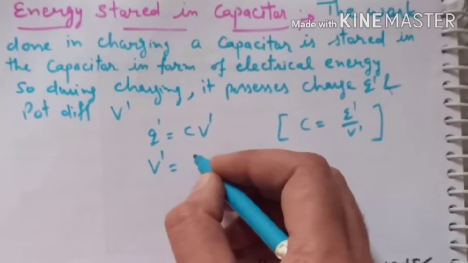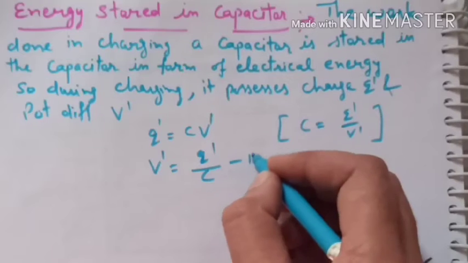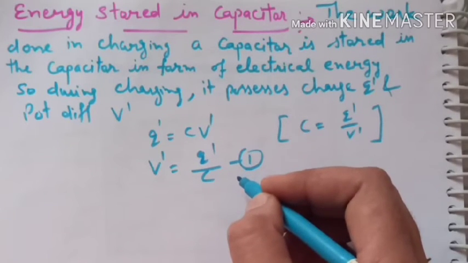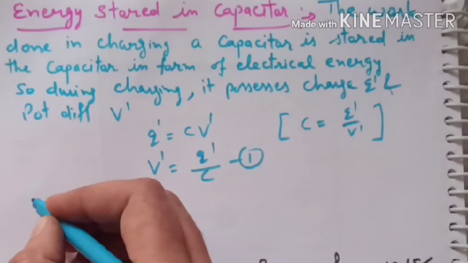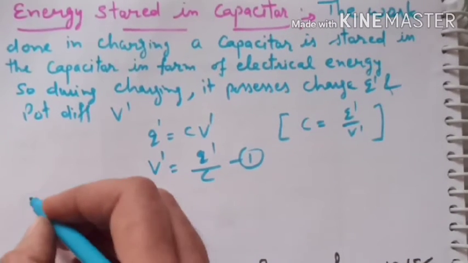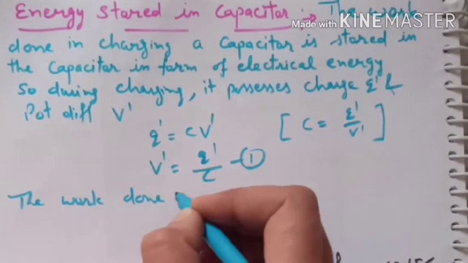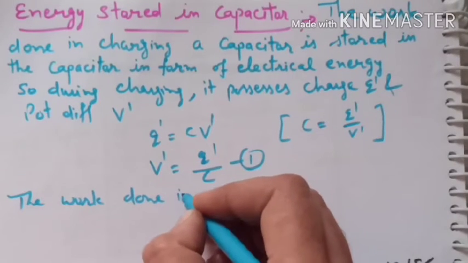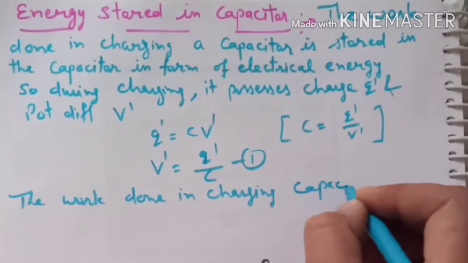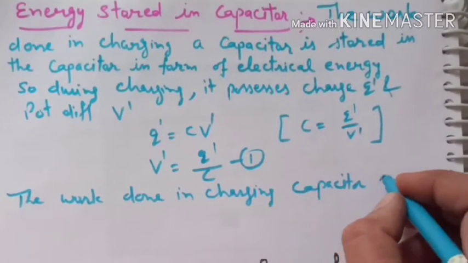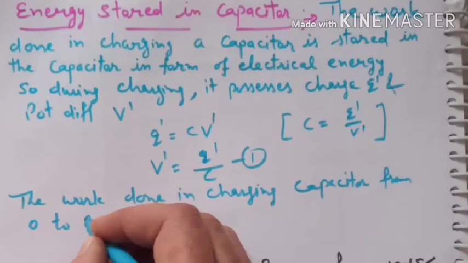Calculate the value of V dash from here. This is Q dash by C. Say that this is equation number 1. The work done in charging the capacitor from 0 to Q value is given by, because initially the capacitor is uncharged, the work done in charging the capacitor from 0 to Q value.